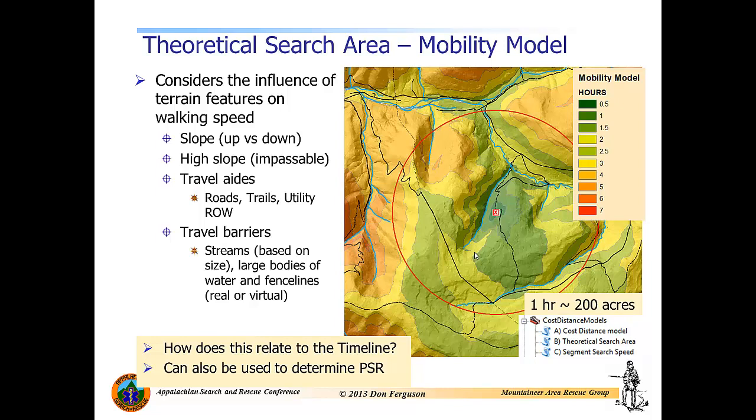This mobility model that is built into IGT for SAR provides the ability to account for access to travel aids such as roads, trails, utility right-of-ways, etc., land cover, slope, and travel barriers such as streams of various size, in order to estimate how far someone could have traveled across the terrain in the search area in a given amount of time. Using this model, along with the same walking speed and time we showed in the previous example, we were able to reduce the theoretical search area from over 4,500 acres down to just 200.